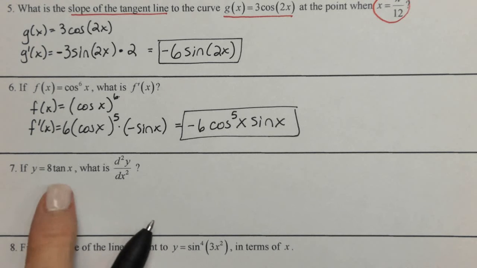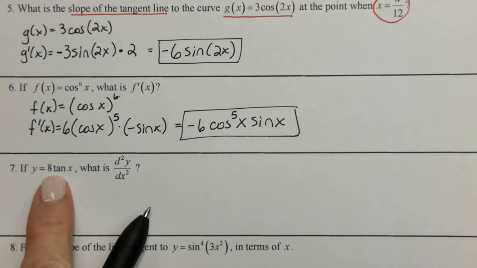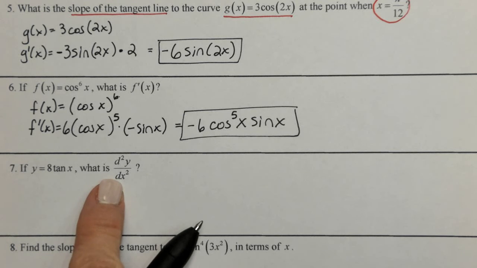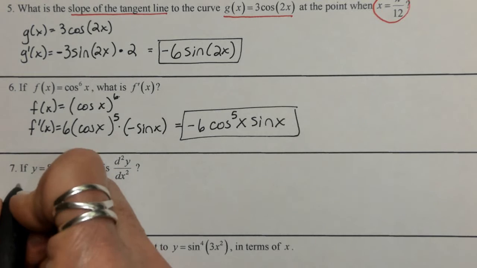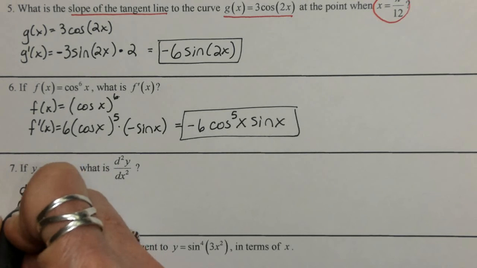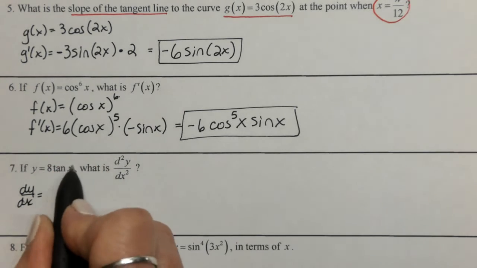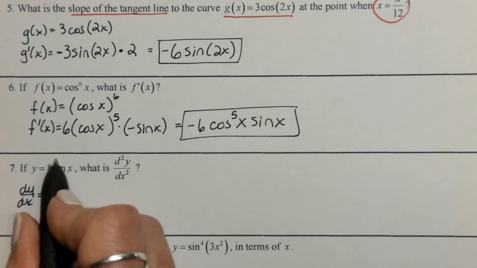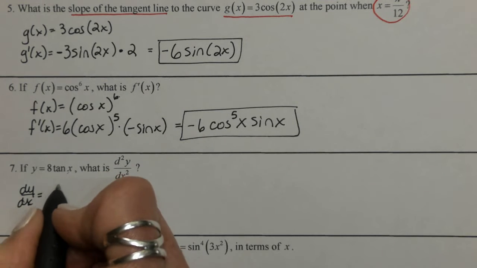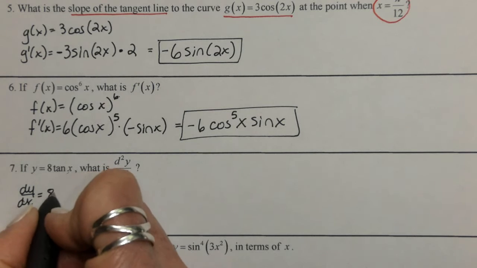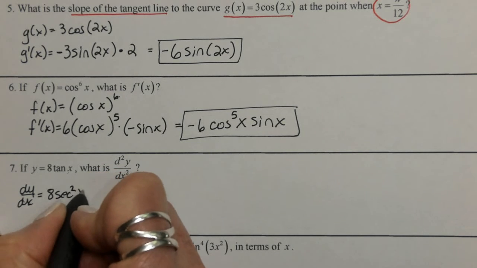Okay, number 7. y is 8 tangent x. We're asked to find the second derivative of y with respect to x. So first we're going to find the first derivative, and that we did a few sections ago. The derivative of 8 tangent x is 8 secant squared x.